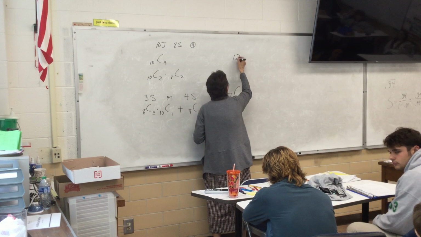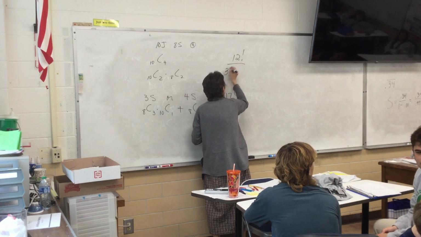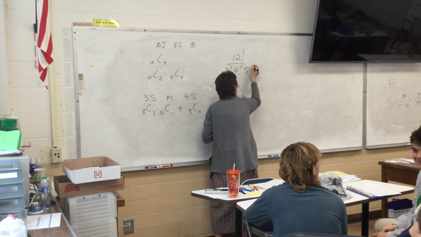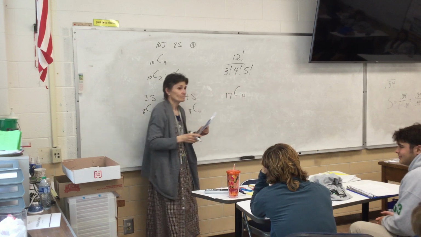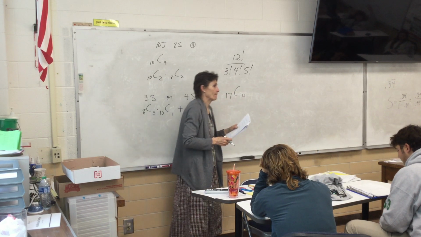All right, so you say 12 factorial over, what did you say? 3, 4, and 5? All right, let's talk about this. I don't think this is right.